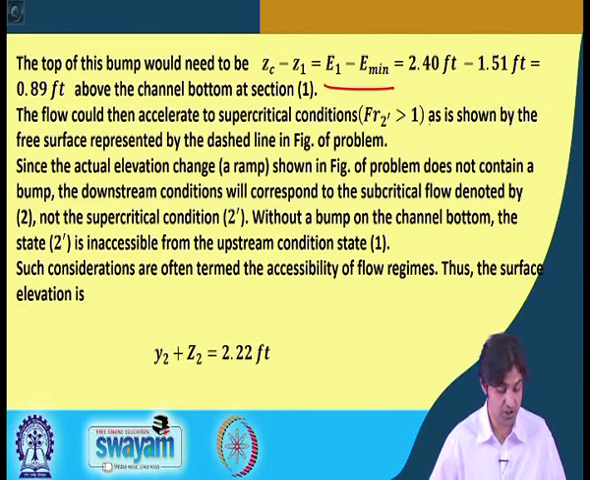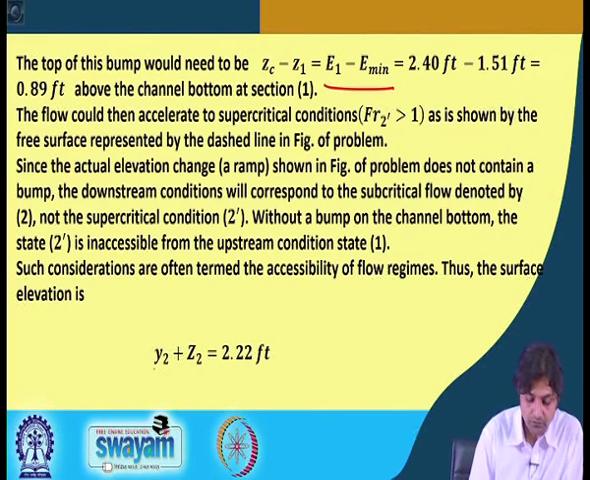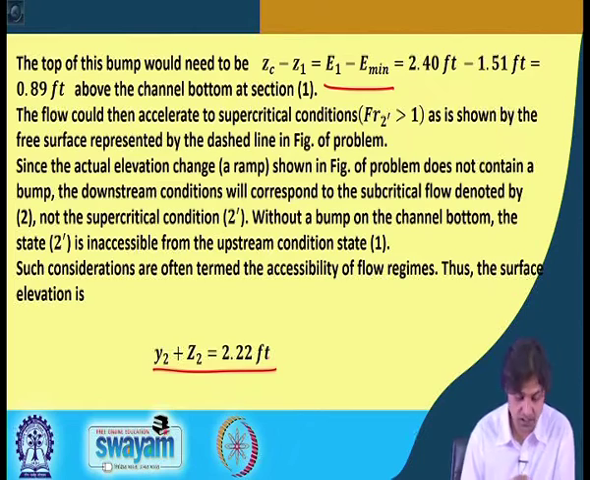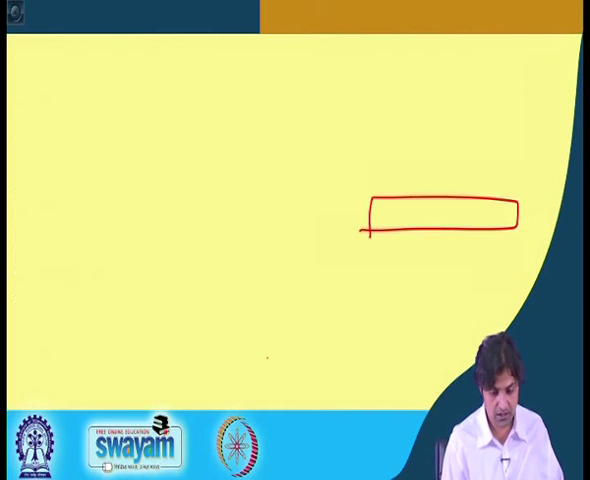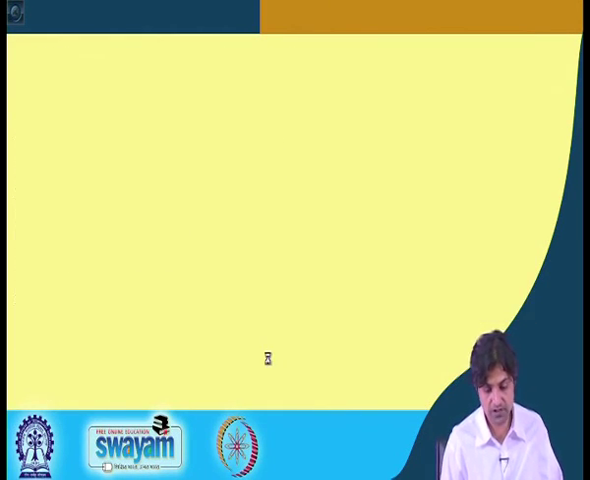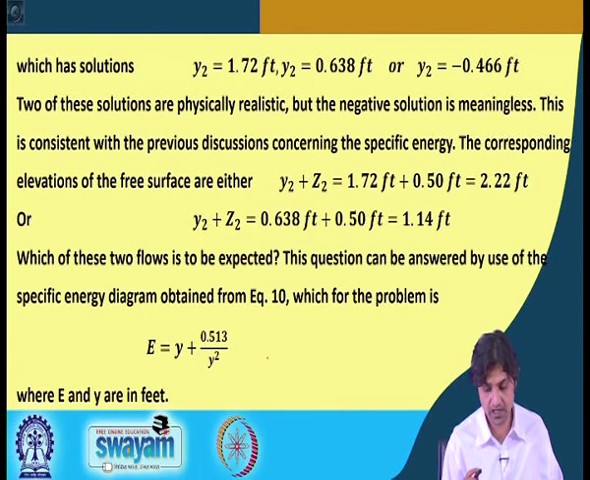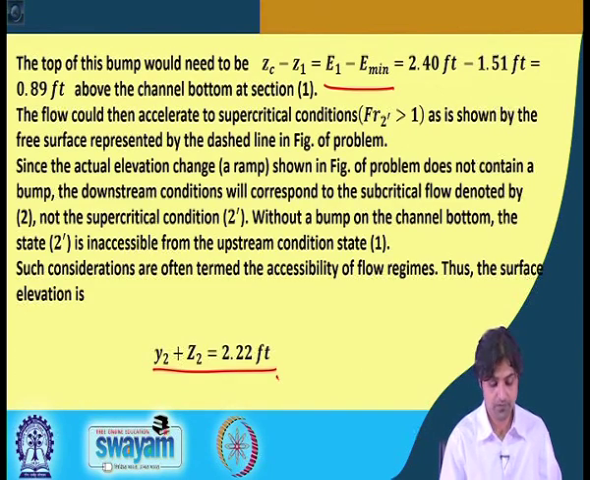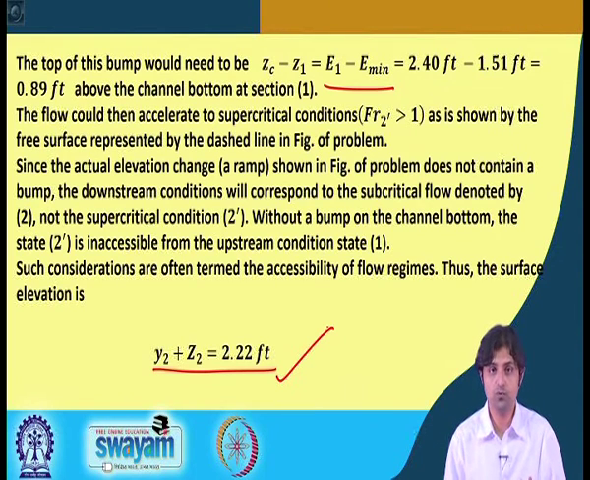Thus, the surface elevation is 2.2. So, because of this discussion, y2 plus z2 is not going to be 1.68 feet, that was there. If you had followed this description, y2 plus z2 is coming out to be 2.22 feet and not 1.14 feet. But I am not expecting you to go to such a detailed discussion.